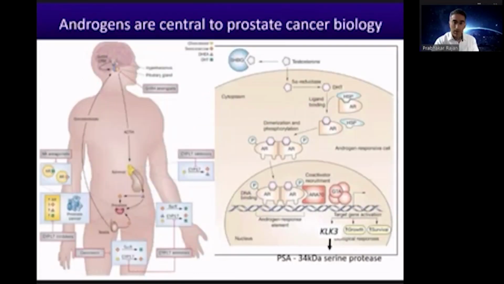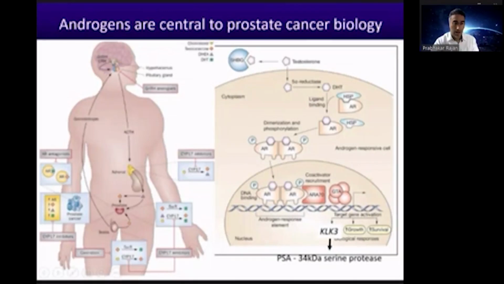So everyone knows androgens are central to prostate cancer management and to prostate cancer biology. Androgens are produced predominantly by the testis under control of the hypothalamic-pituitary-gonadal axis. So GnRH from the hypothalamus acts on the pituitary, which produces the gonadotropins LH and FSH, which then act on the testes to produce testosterone, which then acts on the prostate gland.